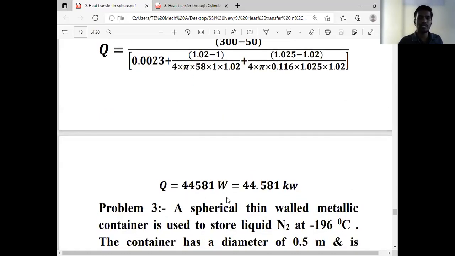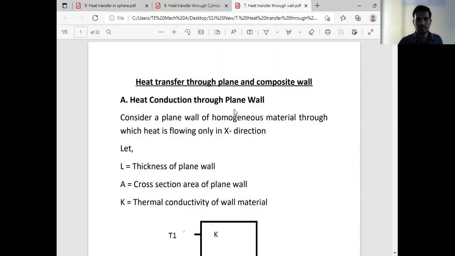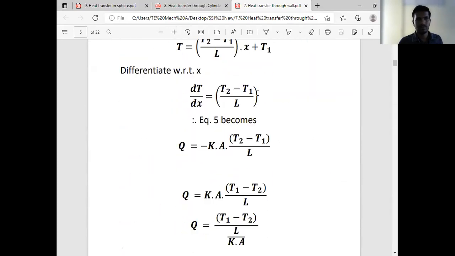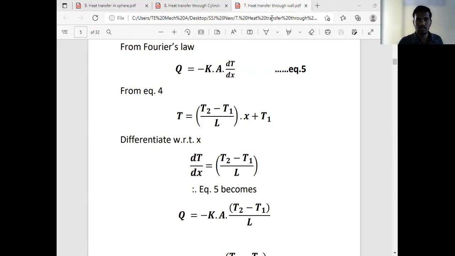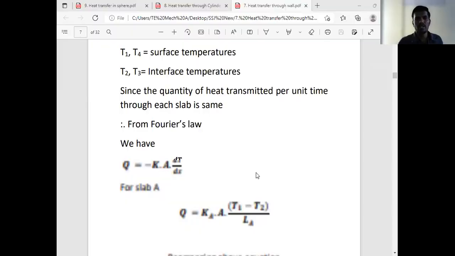ओके, सो राइट डाउन द आन्सर. Q is equal to 44.581 kilowatt. झाले ना सगळ्यांचं आन्सर लिहिले सगळ्यांनी? Okay, then write out the next point.